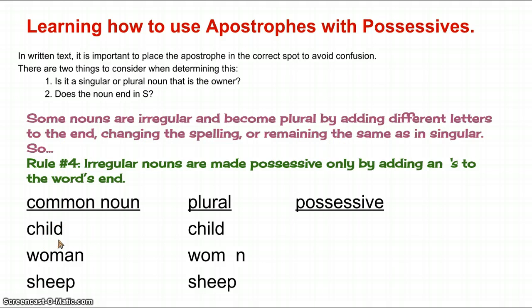Child is the singular form, children is the plural, and according to the rule, irregular nouns are made possessive by doing what? That's right, adding an apostrophe S. Children's. Notice that I'm doing the number first, whether it's singular or plural. That's the very first thing you should determine when trying to figure out where to put the apostrophe and where to put the S. Always do the number first, whether it's singular or plural.